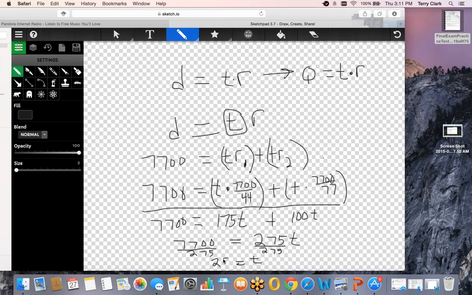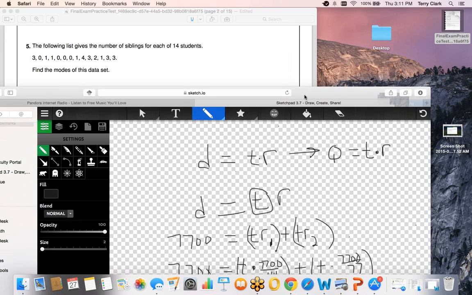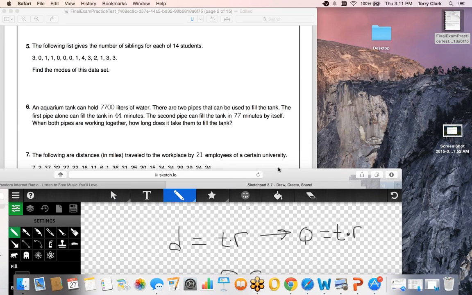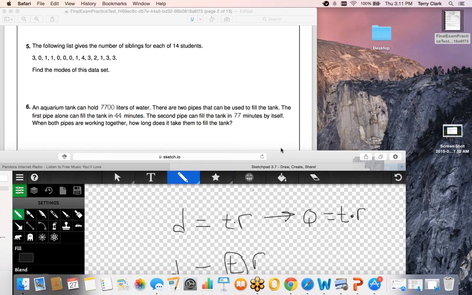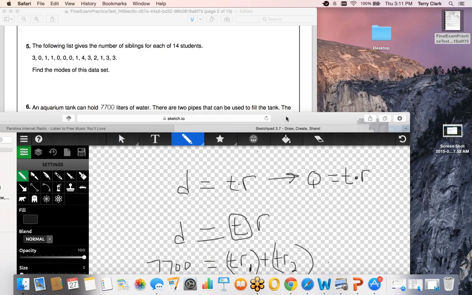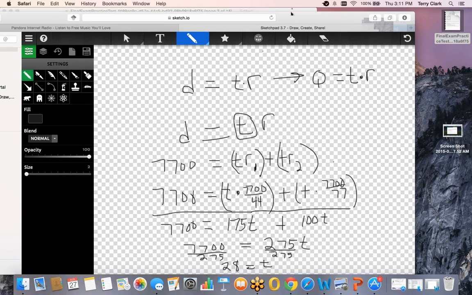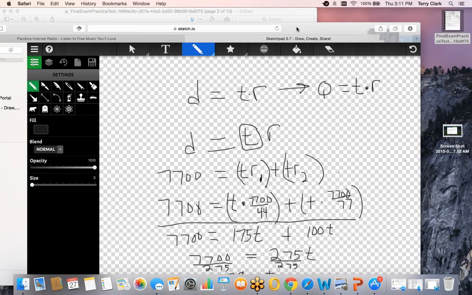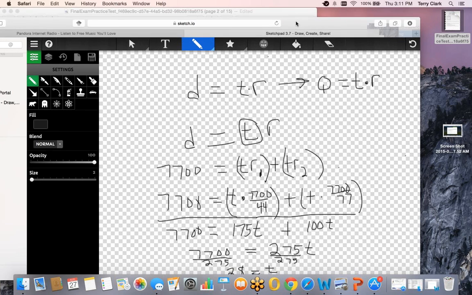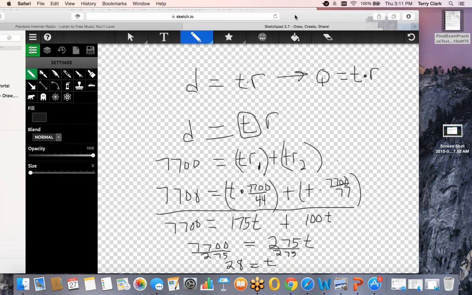So you guys did an excellent job on this problem, the ones who came up with 28. Now we know that in the 28, T stands for time. So the 28 is 28 minutes, because that's the time we were working with, the 44 minutes and the 77 minutes. The rate was based on minutes, so the time that we come up with in the end is going to be based on minutes as well. Okay, so a great job on this problem.